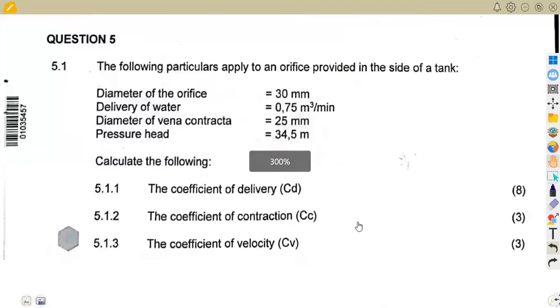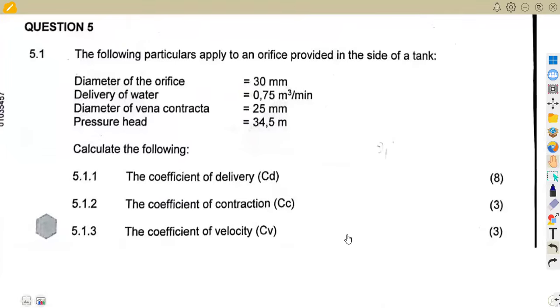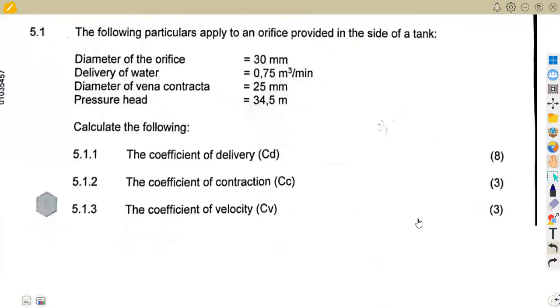Then we are given the following particulars that apply to an orifice provided in the side of a tank. All right, so this is taken from an orifice. Remember the idea of our orifice, guys. We have the part that has the vena contracta on the orifice, which is the throat. And we've got the part of what?